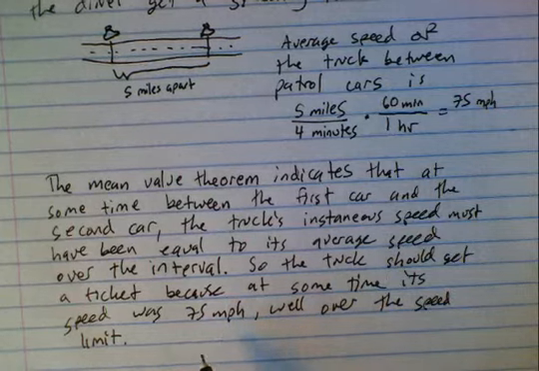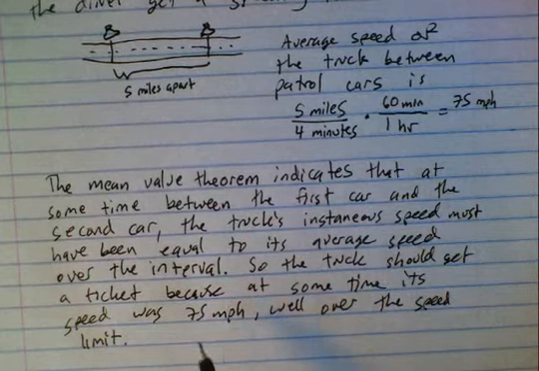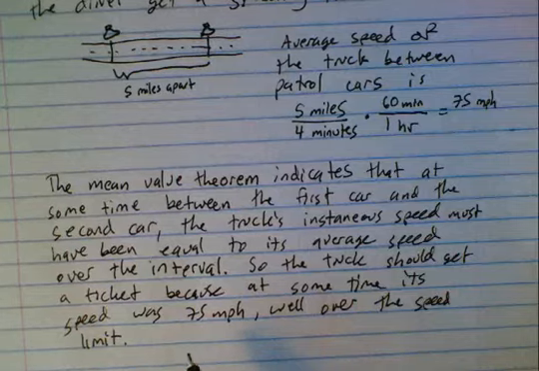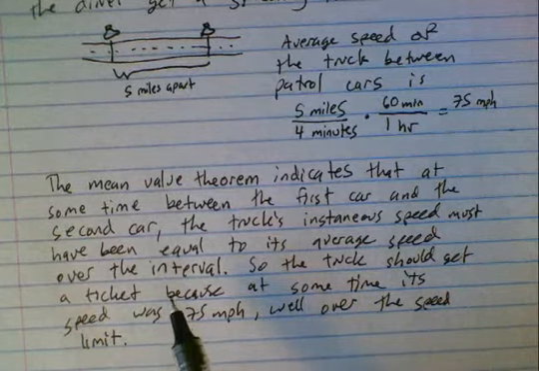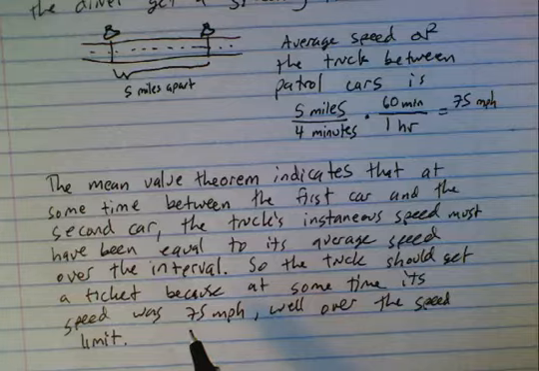But this would hold up in court because we know that at some point it was going exactly 75. That's guaranteed by the mean value theorem since all conditions are met. And 75 is way over 55. So let's look at another sort of more pure mathematical example with this.